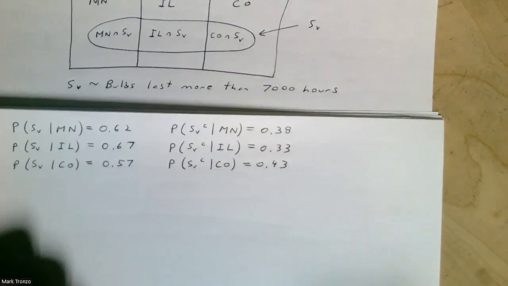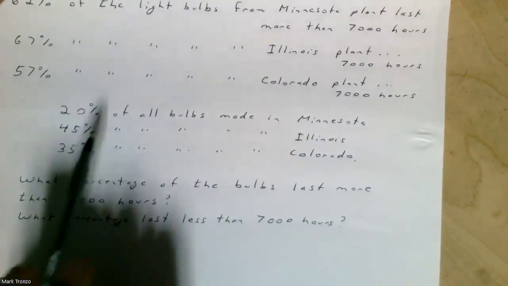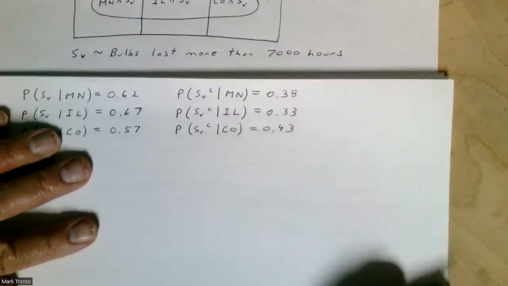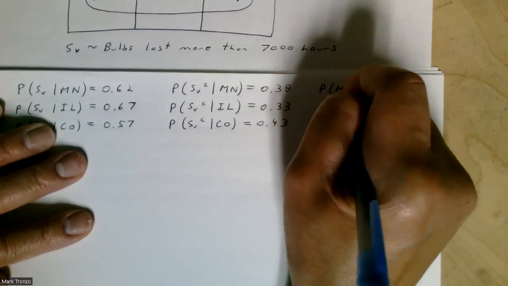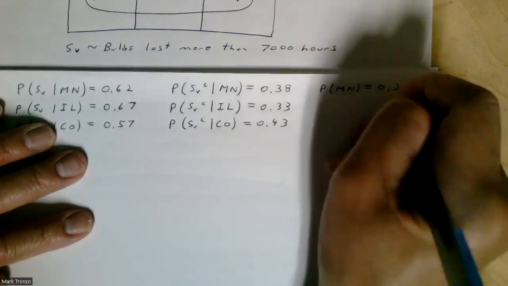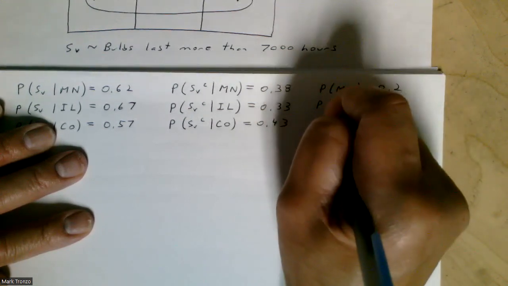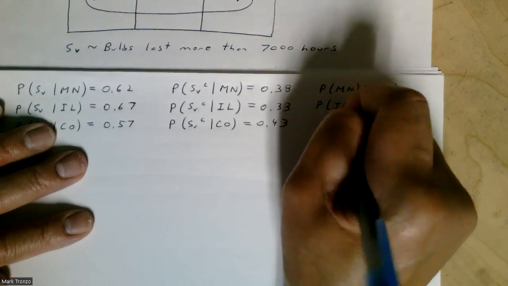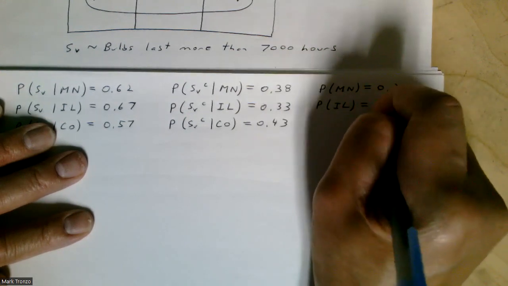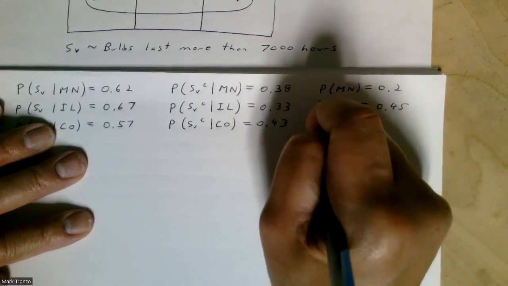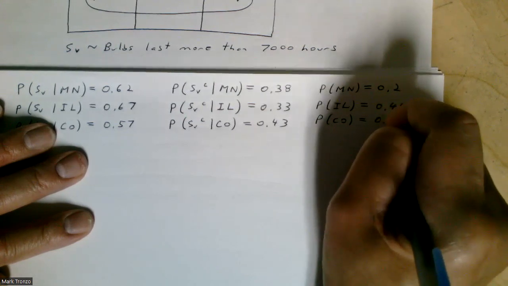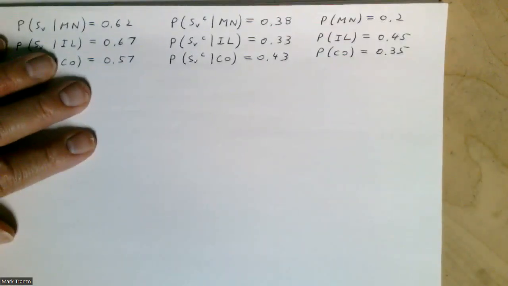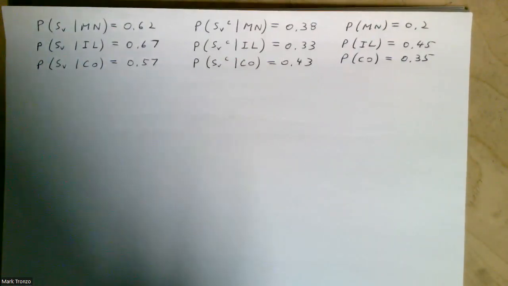Now, we also know the percentage that are from each of the states. Let's write that down as well. Probability, if you pick a bulb at random, it's going to be from Minnesota is 20%, so 0.2. From Illinois, 0.45. The probability from Colorado is 0.35. So we're going to use this information.